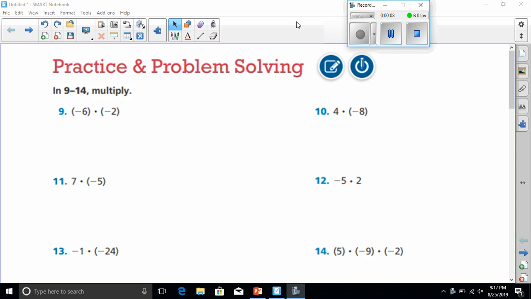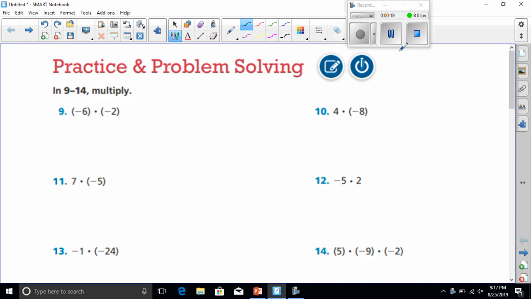Today we're going to be doing the practice and problem solving for multiplying integers. I will do all the odd ones, so I'll start with number 9. Number 9 says we're going to multiply -6 to -2.